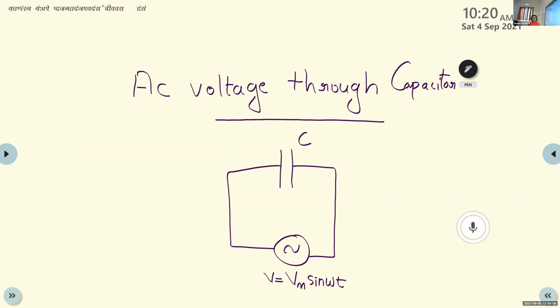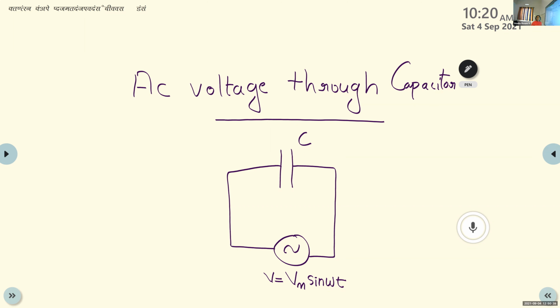We discussed these capacitors and the charge developed in a capacitor in our previous chapter, that is, in the third chapter, current electricity. We already discussed the properties of a capacitor and the equation for the charge developed in a capacitor when an alternating source of EMF is connected to it. So here we are connecting an alternating source of EMF, V is equal to Vm sin omega t, to a capacitor with a capacitance C.